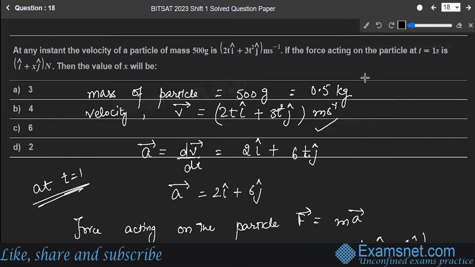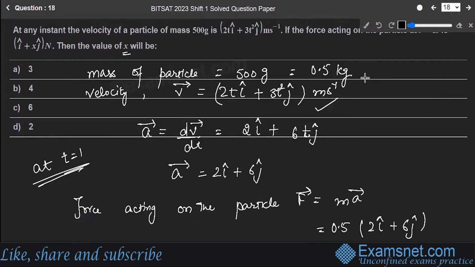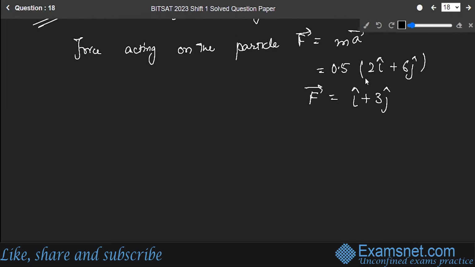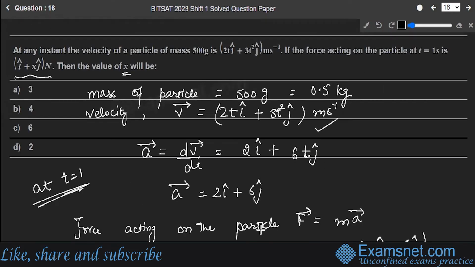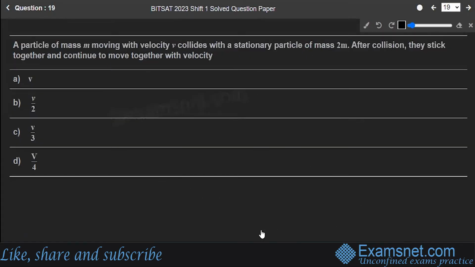Okay, what you have to find out? The value of x. Now, this is given to you in the question as i plus this is equivalent to i plus xj. So clearly you have x as 3. All right, so this is the answer. X is equal to 3. Option A is correct.